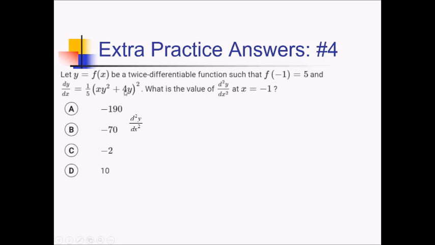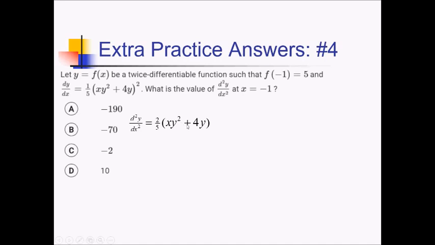So we need to use the chain rule here. We have 1/5 times something squared. The derivative of that is going to be 2/5 times the something to the first power. Now we have to take the derivative of the something, xy squared plus 4y. And when we're doing that, y is an inner function. We're basically using implicit differentiation here. So whenever we take the derivative of something with a y, we have to follow it with a tail of dy over dx.